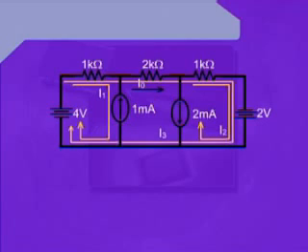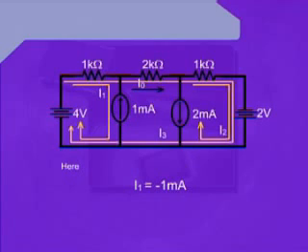Because this is the only current source involved in this mesh, we can safely say that the 1 milliampere current is the total current flowing through mesh number 1. Hence, we can write I1 is equal to minus 1 milliampere. This minus sign is because the direction we assigned to I1 is opposite to the direction of the independent current source of 1 milliampere.